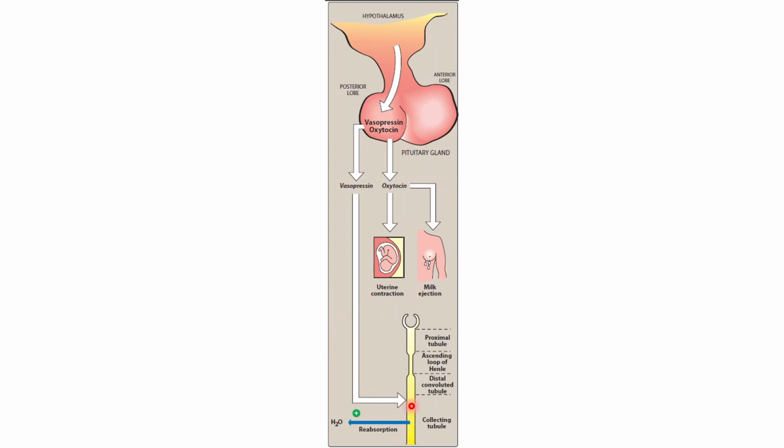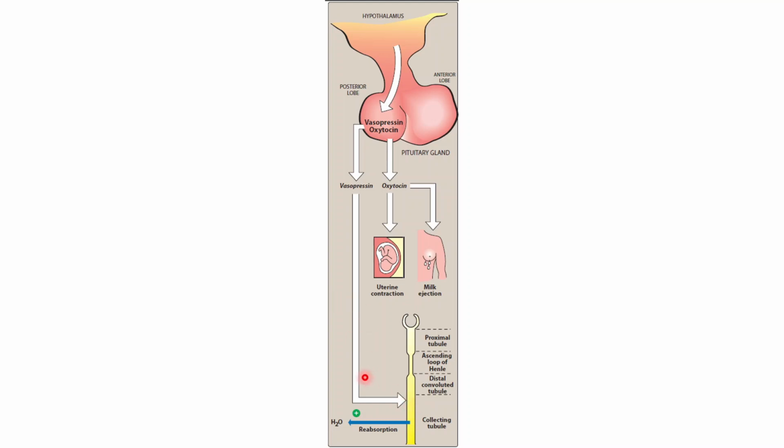So oxytocin is injected for the stimulation of uterine contraction. It can be injected vaginally or intravenously during delivery, and for milk ejection, oxytocin is taken intranasally as a spray.